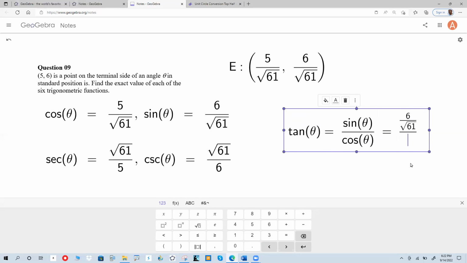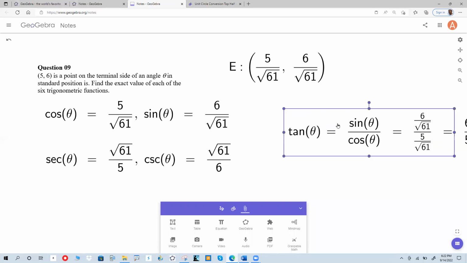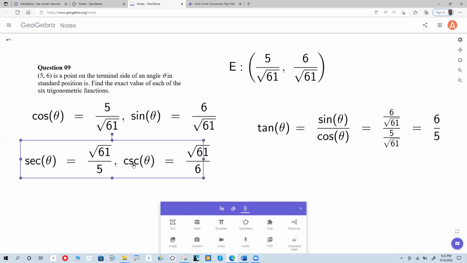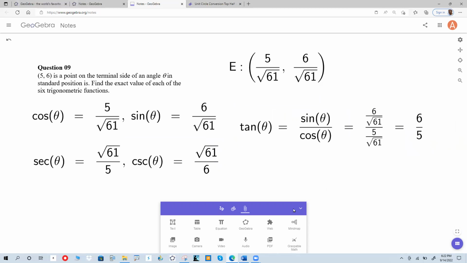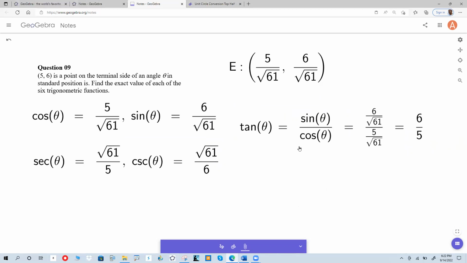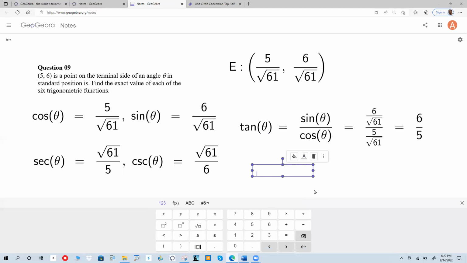And cosine is the x coordinate, 5 over the square root of 61. Now, flip and multiply, the square root of 61 and square root of 61 cancel. The answer is this. This is tangent. Now, when you have the tan value, you can find the cotangent value by writing cotangent is cosine over sine, or you can say cotangent is the reciprocal of tangent. You can do it that way too. You can simply say cotangent theta is the reciprocal of tangent. Done.